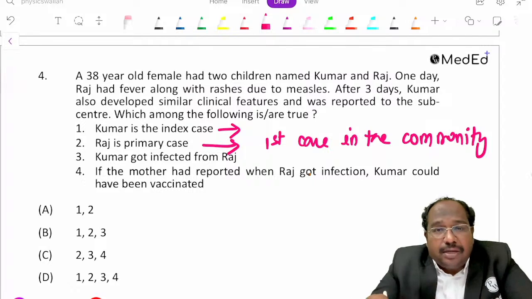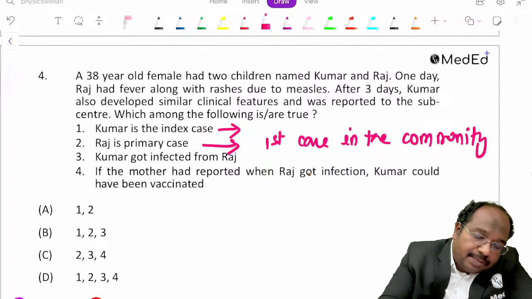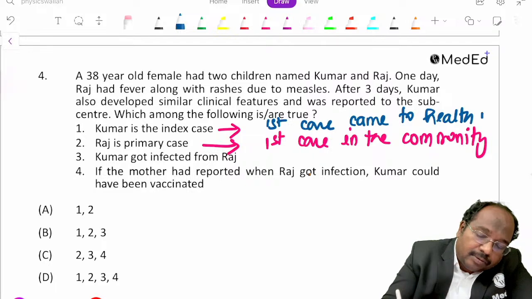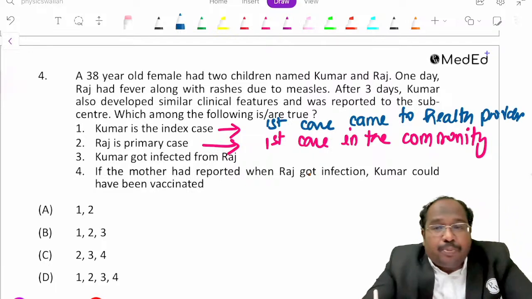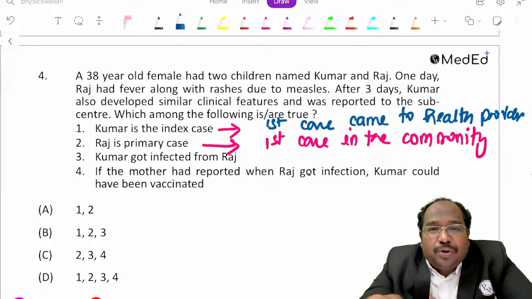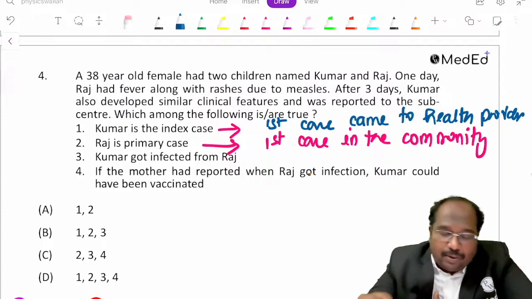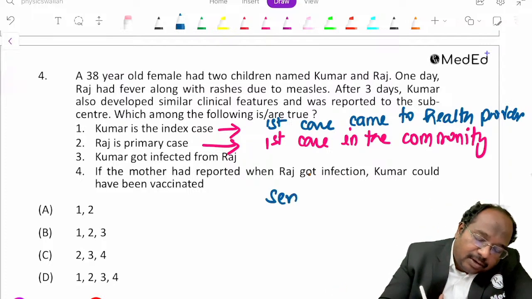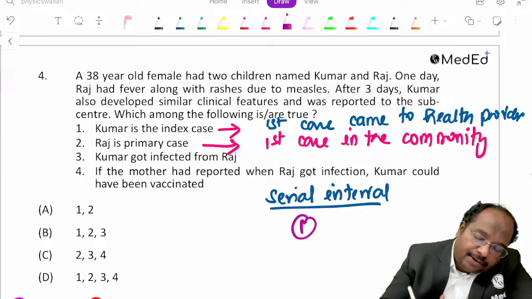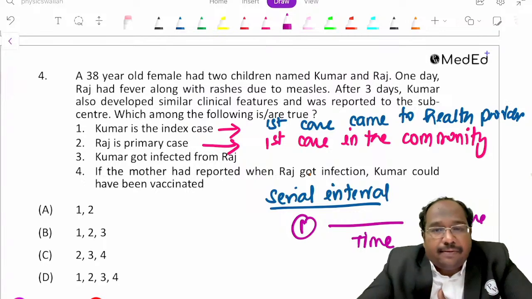It's a nice question actually. What is the index case? Index case means the first case that came to the health provider. So this is one set of concept. And what is serial interval? Serial interval is the time between the first case and the second case. This time is called the serial interval, right?